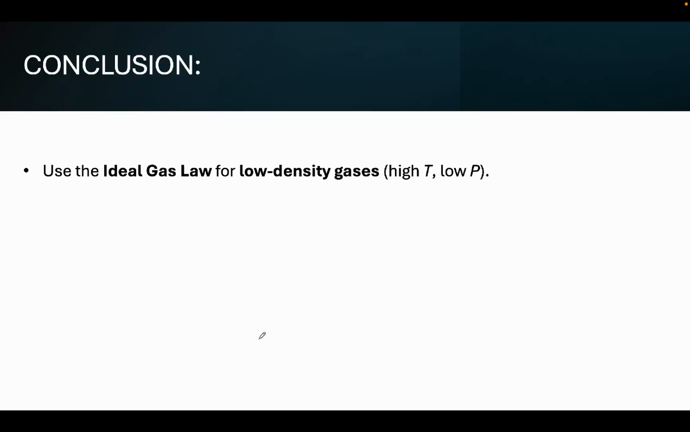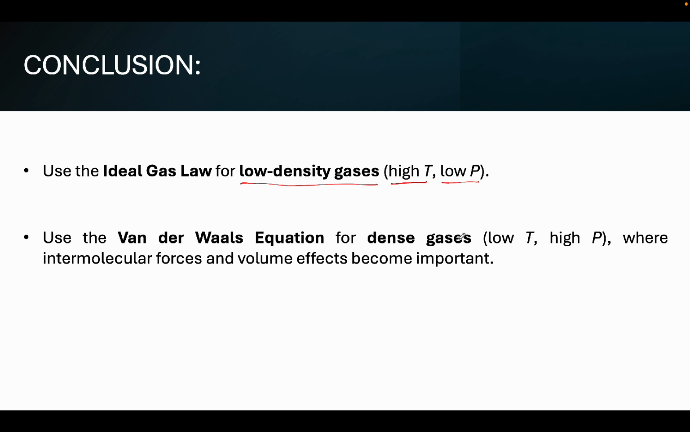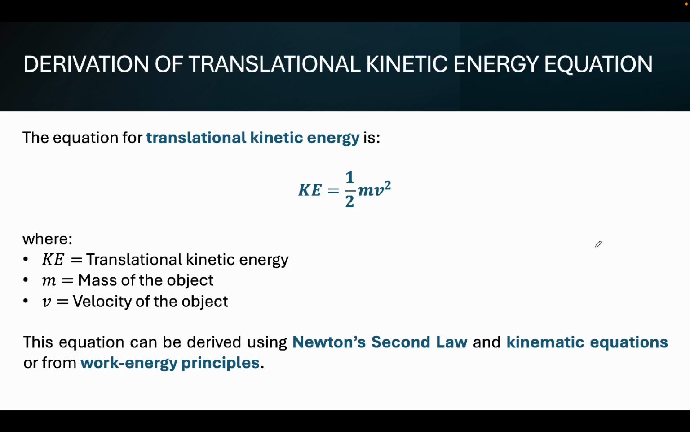Okay, so to conclude, we use the ideal gas law for low density gases, at high temperatures and low pressures. And then we can use the van der Waals equation for dense gases, so, at low temperatures and high pressures, in which the intermolecular forces and the volume effects become important. Okay, now let's proceed to the derivation of the translational kinetic energy equation.